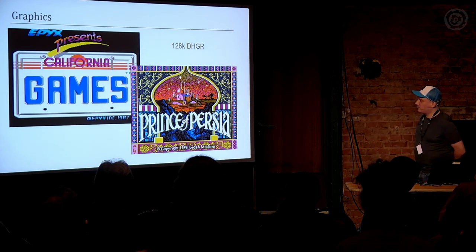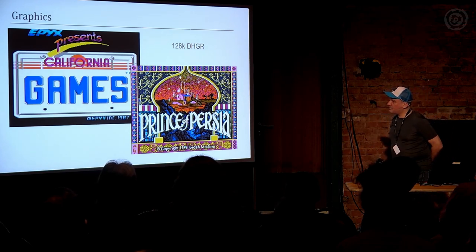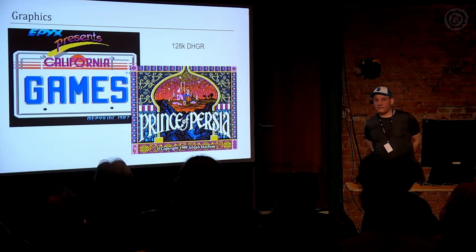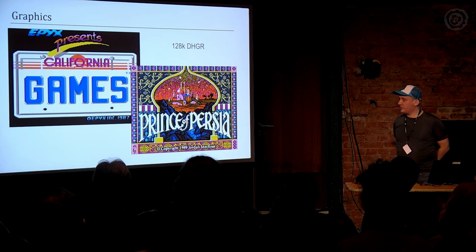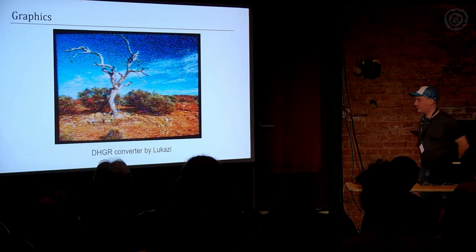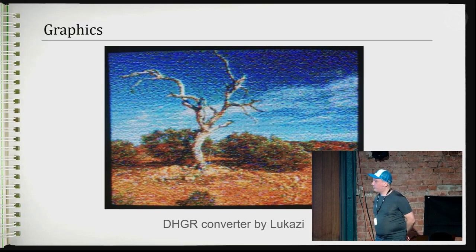And California Games, which is actually quite a good game on the Apple II, and it's in full DHGR. So you have 16 colors in the whole game. And you can use converters. So this is a converter by Lucasi for NTSC composite. So you can get pretty good results, actually.